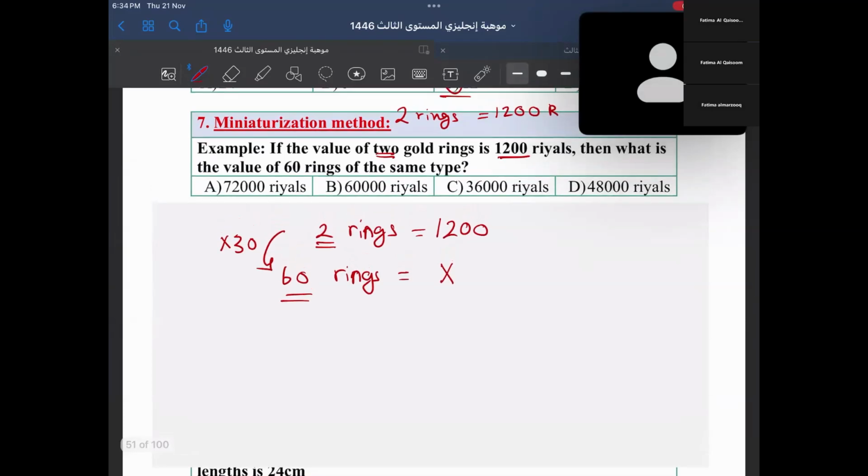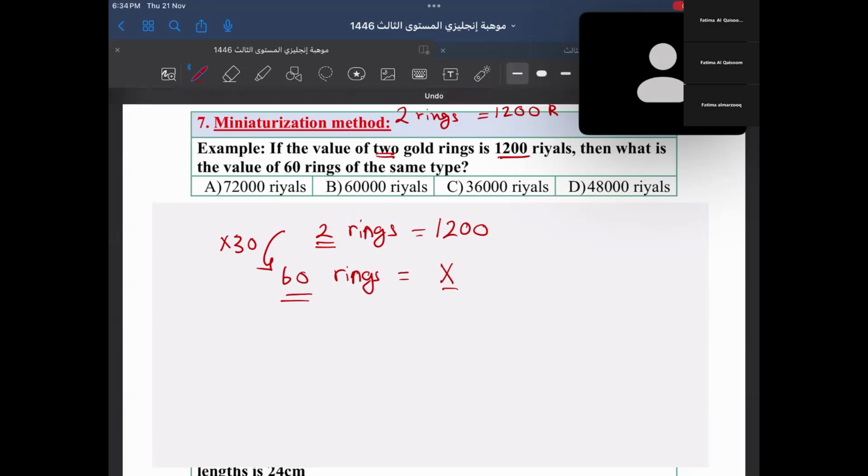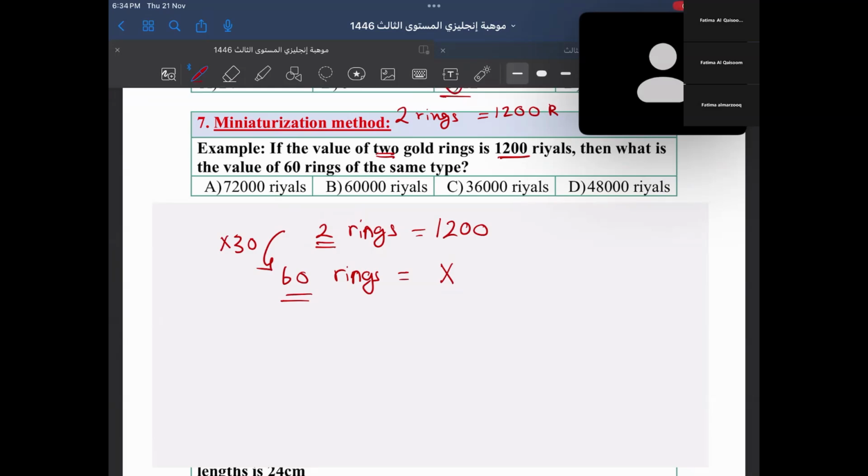Yes. Okay. So here I was saying that I have 2 rings, which equals 1,200, and I want 60 rings to equal the X value here. So I just need to multiply 30 to the 2 to have 60 rings. And since I'm multiplying in this side, I need to multiply in the other side. So I'm going to have 1,200 multiplied by 30. So the answer here will be X equals 36,000 riyal.